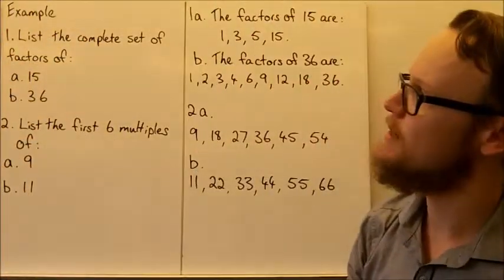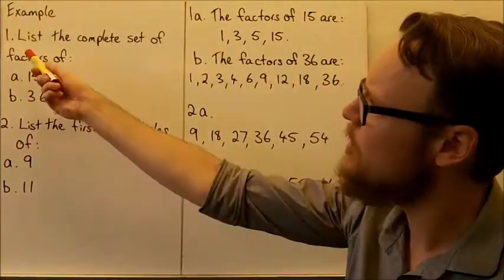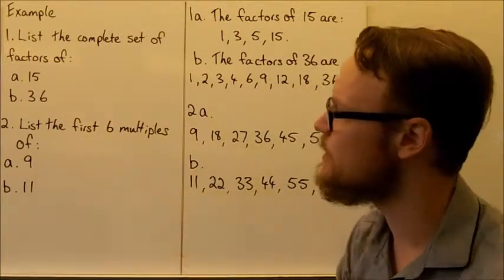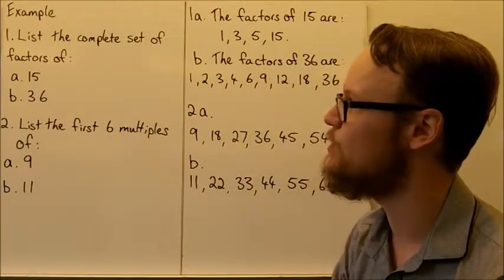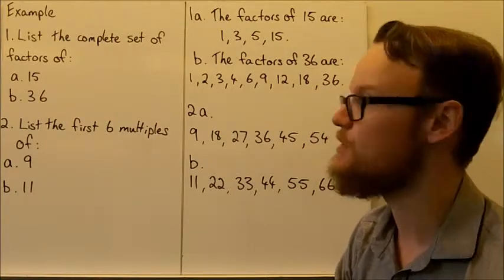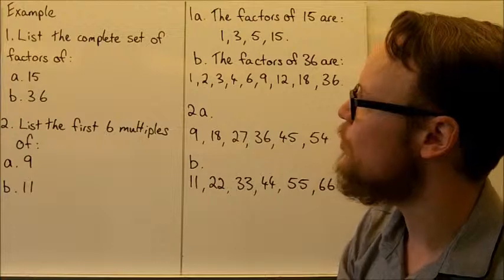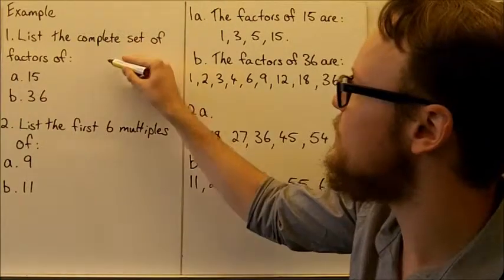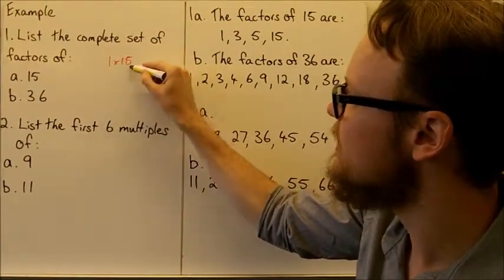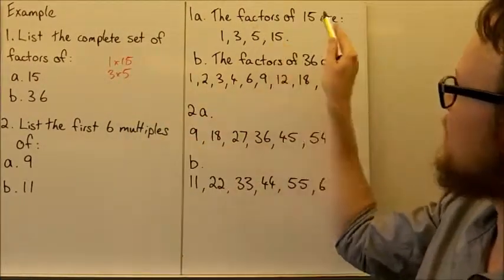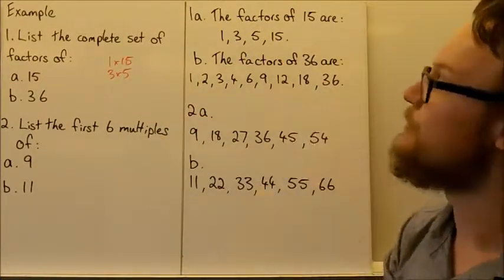Let's have a look at some examples here. Firstly, we're being asked to list a complete set of factors of 2 numbers and then list the first 6 multiples of the 2 numbers as well. So let's have a look at listing the complete set of factors for 15. All of the numbers that multiply to give 15: we've got 1 times 15 and 3 times 5. They're the only numbers. So the factors of 15 are 1, 3, 5 and 15.